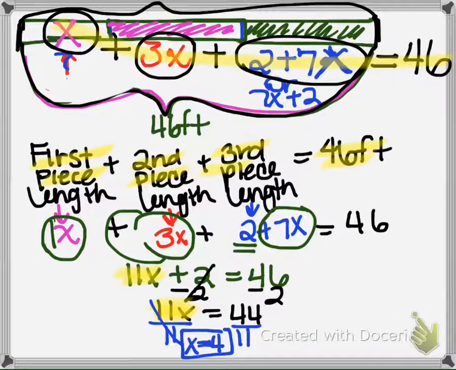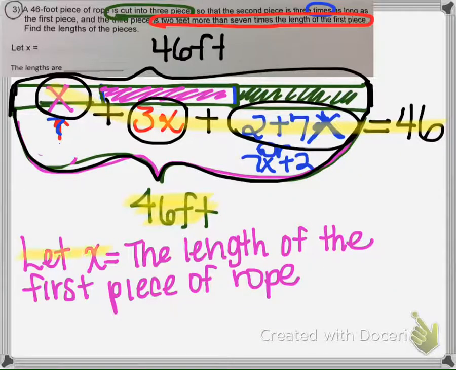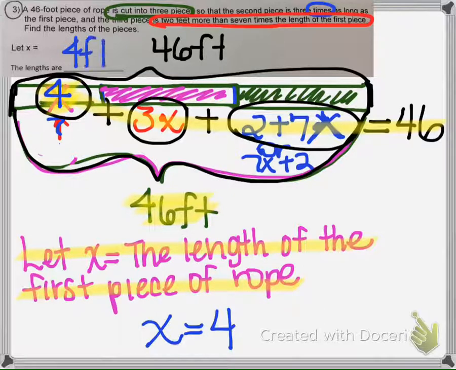Now let's go ahead and remind ourselves what x represented. What did x represent? So let's go back to the beginning. I let x represent the length of the first piece right here. Since we just solved and got that x was 4, the 4 represents the length of the first piece right here. So one length is 4 feet.